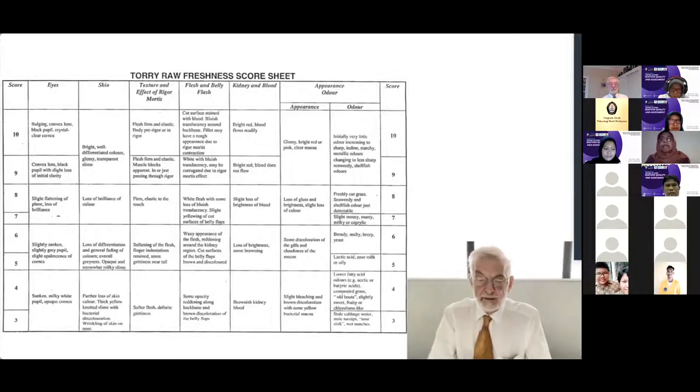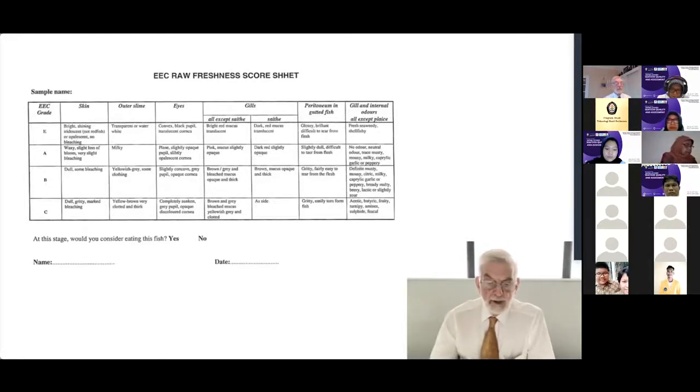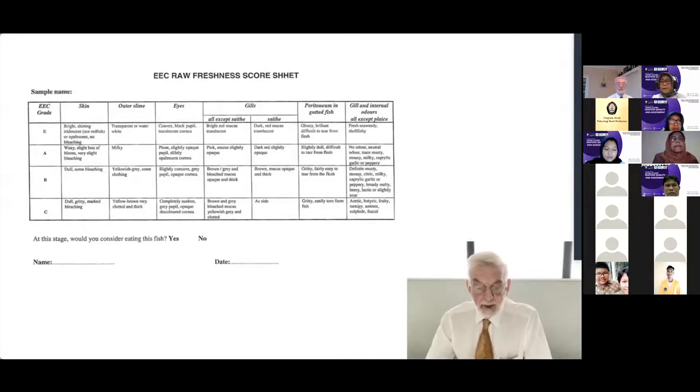On the next slide, you'll see the European Union freshness score sheet, which is very similar. I'm not going to go through this at all, but this only has 4 grades. Excellent, A, which is very good, B, acceptable, and C, not fit for human consumption. And if you look at those, you'll see they are very similar to the TORI score factors.